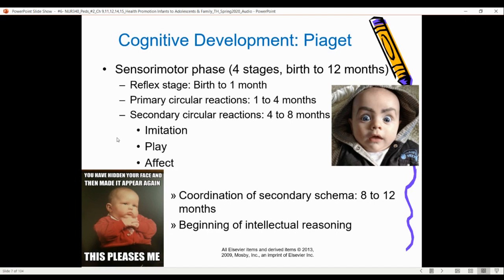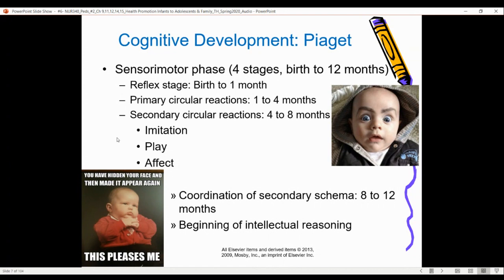All right, the last phase with this one is the coordination of secondary schemes between 8 to 12 months of age. Does anybody remember what the one main thing that Piaget defined in this developmental stage was? There's one big thing that he defined. And I'll give you a hint. It has to do with objects. You guys awake today? There we go.